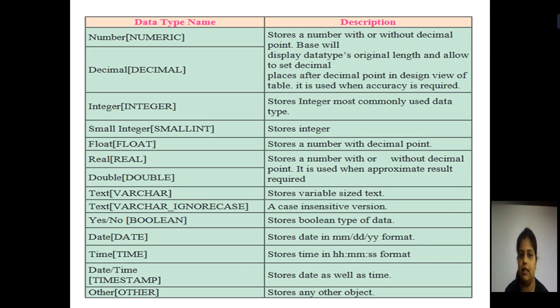Next is real or double. Real or double is used when you need an appropriate result for a particular number which has or does not have a decimal point. For that you can use real or double. Now text varchar is used for variable length text. So variable size text can be defined or stored in text varchar.